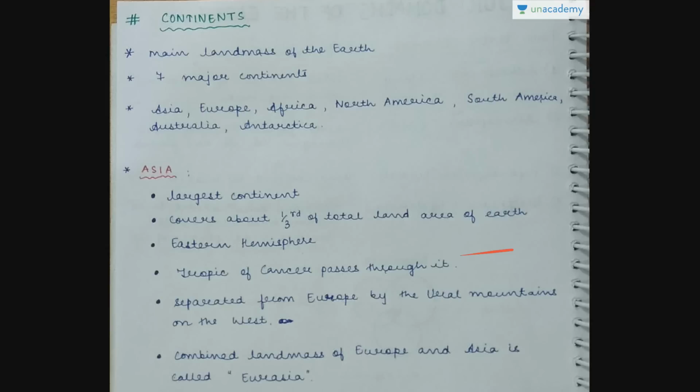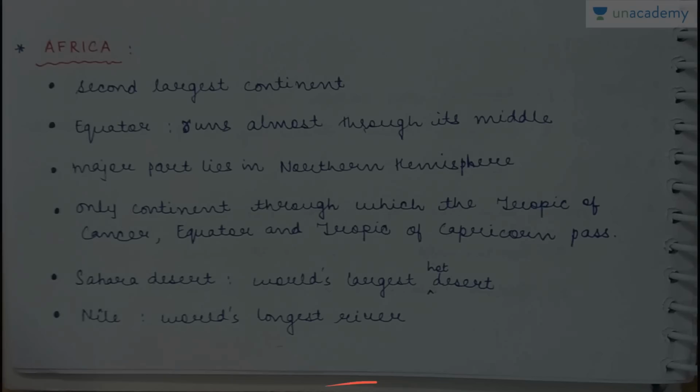This can be an MCQ or true and false kind of thing. So you should know. These are very basics, but people might get confused if you don't know the map in your head. So just remember, Tropic of Cancer, Asia. Then it is separated from Europe by the Ural Mountains on the west. So Europe is here, Asia is here. So here are the Ural Mountains separating them. And if you combine both the landmass of Europe and Asia, it becomes Eurasia, known as Eurasia.